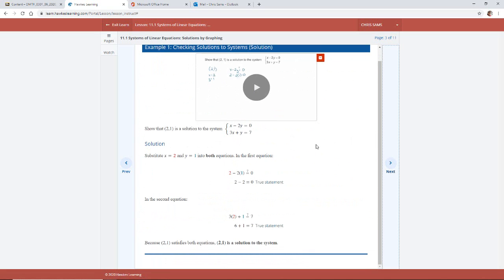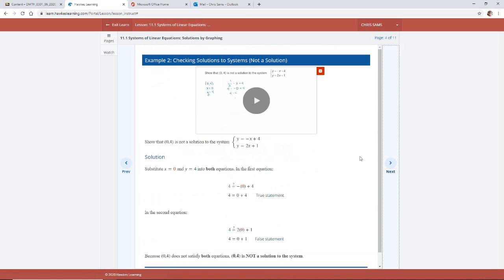So here's some examples. They give you a couple equations. They give you this ordered pair 2, 1. X is 2, y is 1. So they plug it into the first equation and they get 0 equals 0, that's true. And then they plug 2, 1 into the second equation and they get 7 equals 7, which is true. So both of those equations will be true by plugging in the ordered pair 2, 1. So I got a few more examples.